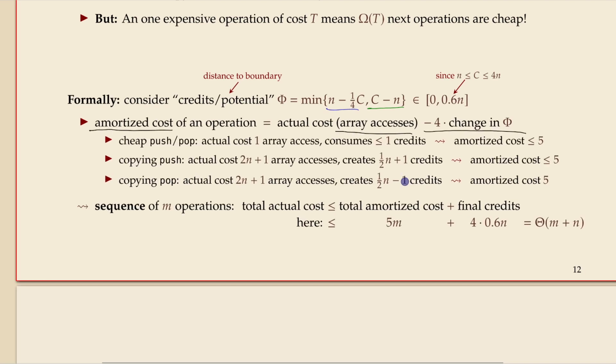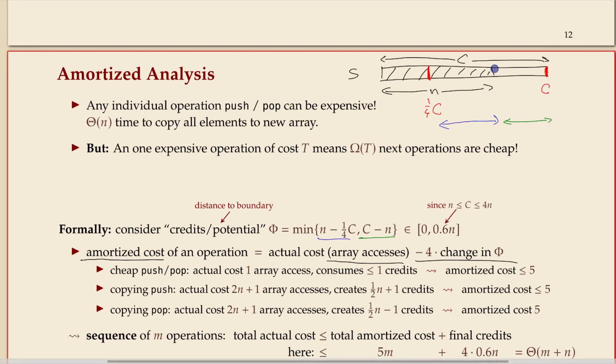Let me briefly go through the 3 different cases that we have. So we have the option that we do a push or a pop where we don't have to resize the array. The actual cost is just one array access. I just get the element, or I overwrite it. But this might consume a credit. So I might move the current mark of how full the array is closer to the red boundary. I said I might. It might also increase if I move away from the boundary. This depends where I am. Here I'm roughly in the middle.